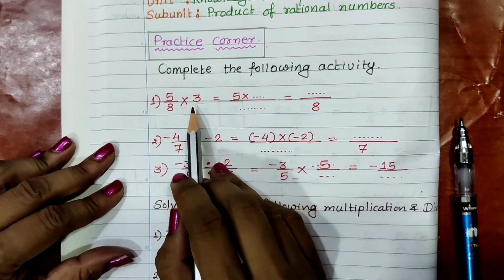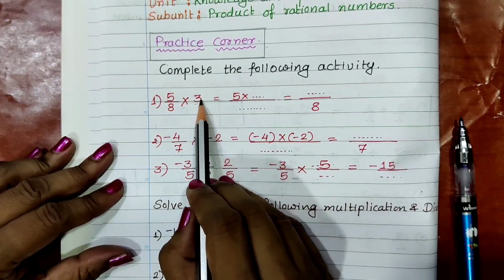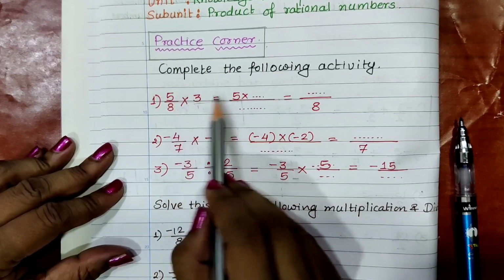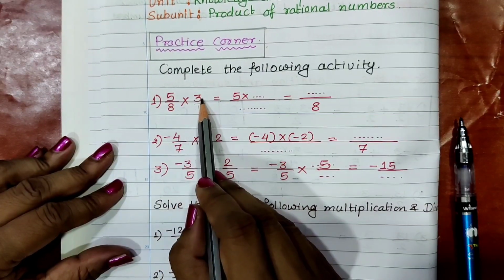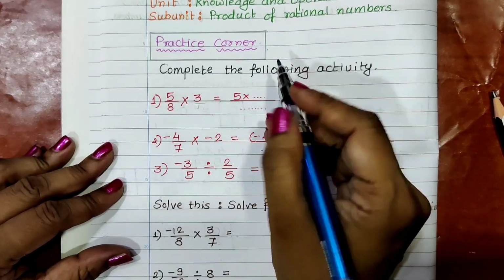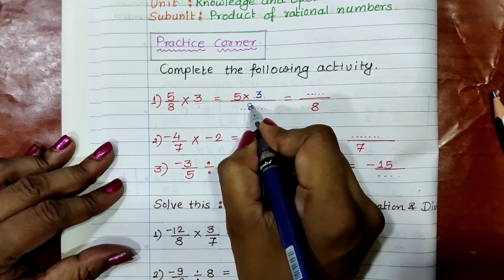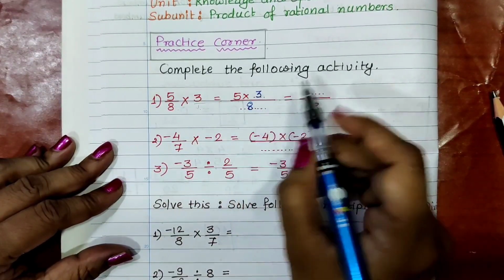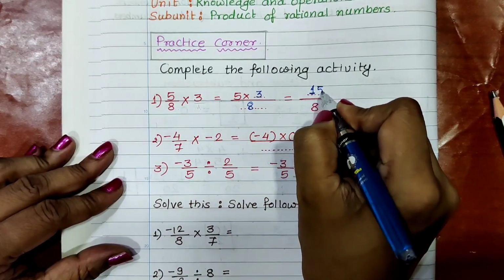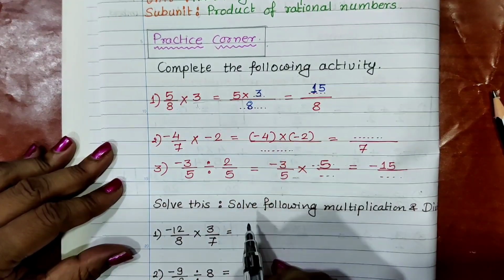So in multiplication, as we have just seen, numerator is multiplied with numerator and denominator is multiplied with denominator. So here we have to multiply 5 with 3 and 8 with 1. I will write 5 multiplied by 3, and 8 ones are 8. Now see, 5 threes are 15 and 8 as it is. In this way you have to complete the first sum.